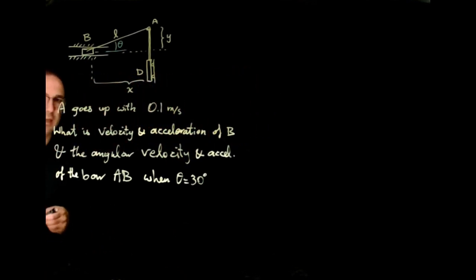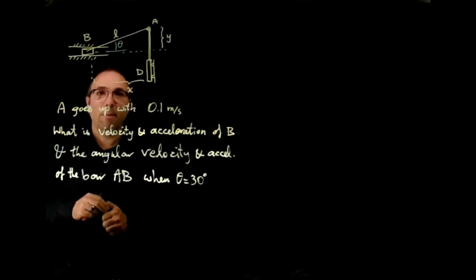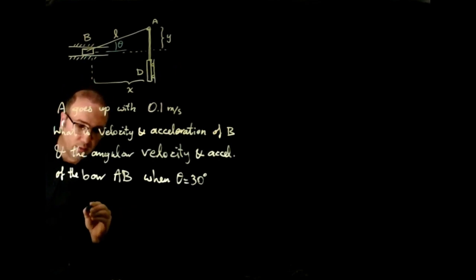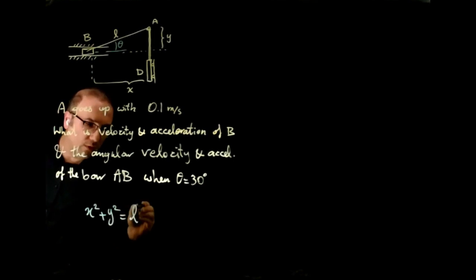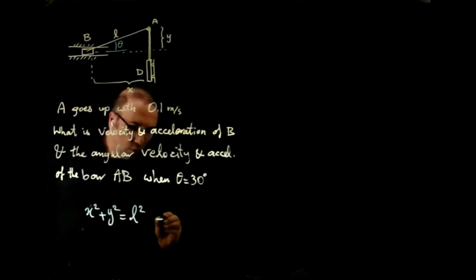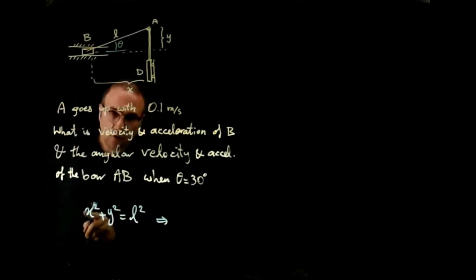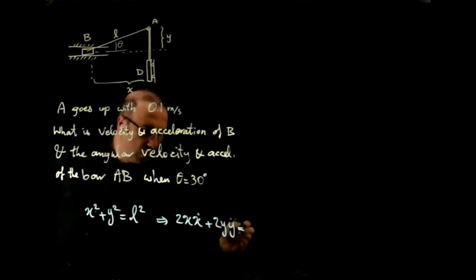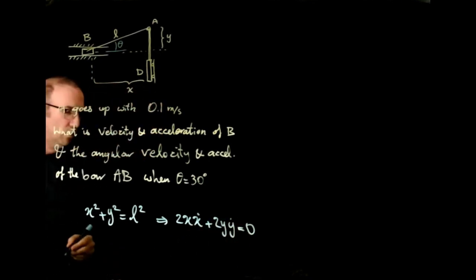So the first way we do it is to use the parametric method. We see that x squared plus y squared equals L squared. So this is a good point to start because we have this geometric relation and we can take the derivative of this one. Don't forget that when we do the derivative, it is not just 2x, it is 2x x dot, because x itself is a function of time. So plus 2y y dot equals, and because L is constant, it is 0.